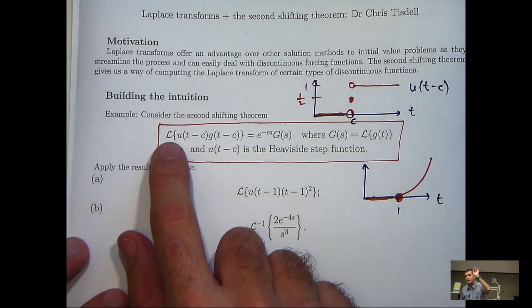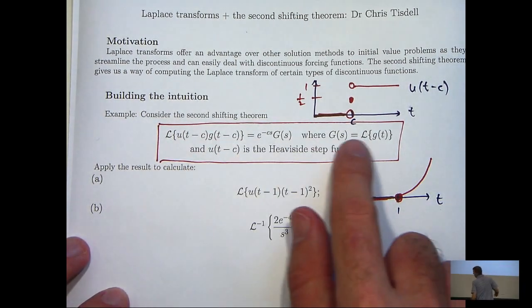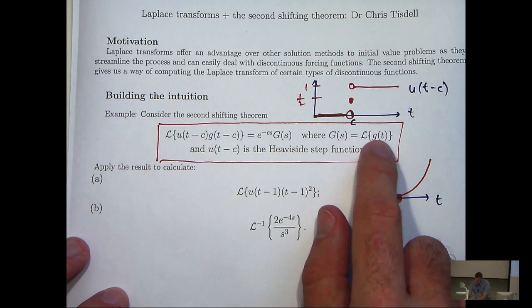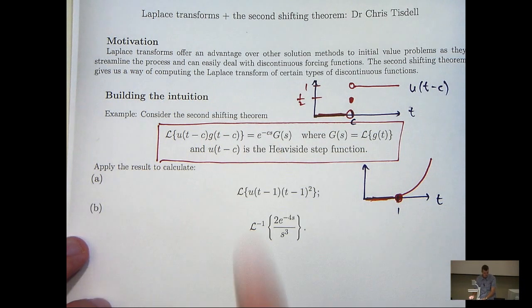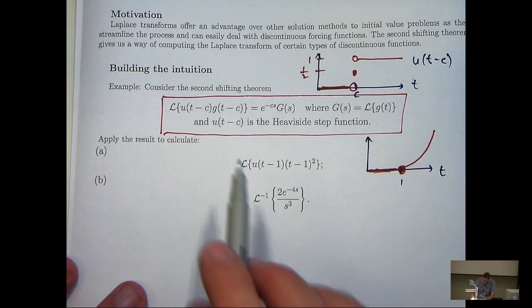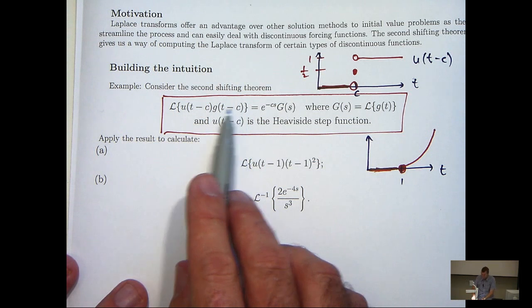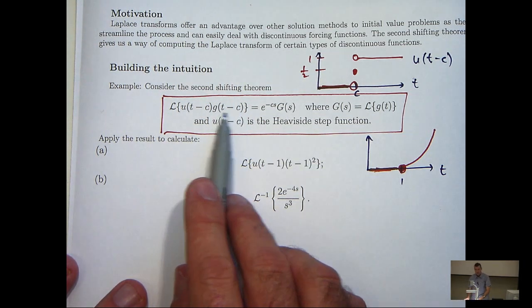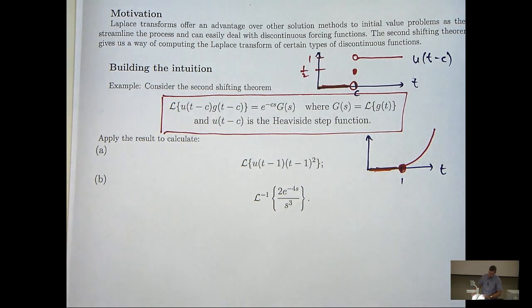Okay, so the second shifting theorem just says if we have this kind of product, then essentially what we do is calculate the Laplace transform of little g of t to form big G of s, and then just multiply through by this exponential. So let's see how this works in practice. Before we get to that, you can see there's a shift occurring here. G is shifted. So this is where the shifting part of the second shifting theorem comes in.